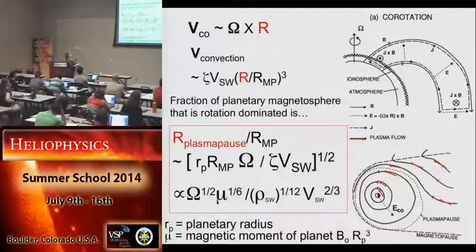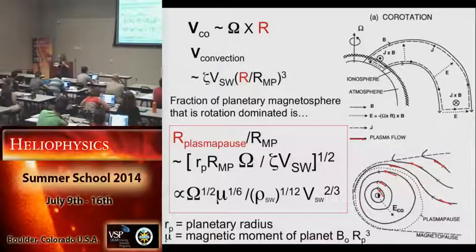You do this algebra, and what you end up with as an expression is that the plasmapause distance normalized to the subsolar magnetopause distance basically scales with the rotation rate and 1 over the solar wind speed and reconnection rate, all inside this square root. Or you can rewrite it, since the magnetopause distance we derive from the Chapman-Ferraro distance, in terms of the planetary magnetic moment and the solar wind density and so on.